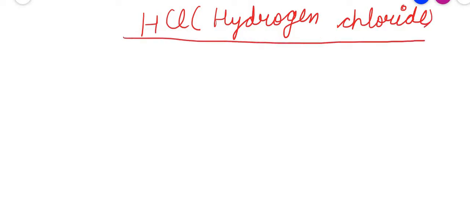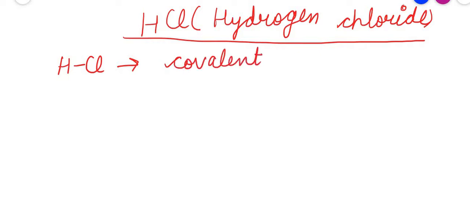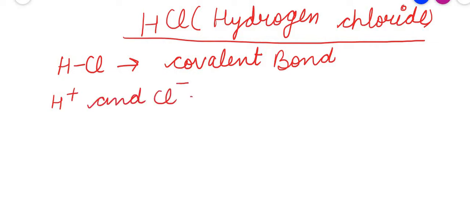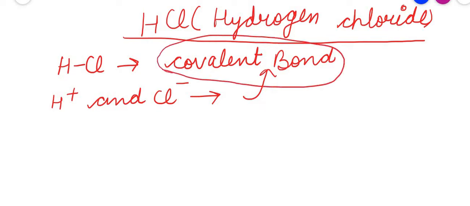And you know what, hydrogen chloride is HCl, and the bond present in the HCl molecule is a covalent bond. Yes, by looking at this HCl, we always think that it is present as H positive and Cl negative. But seriously, this HCl contains a covalent bond, not an ionic bond. Please remember this thing, beta. This HCl will contain a covalent bond, not an ionic bond.